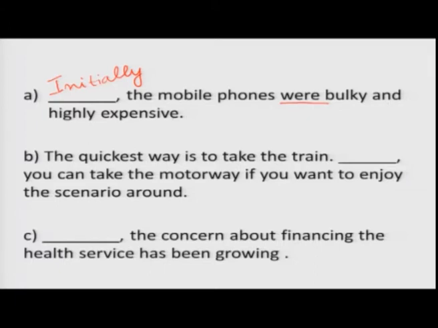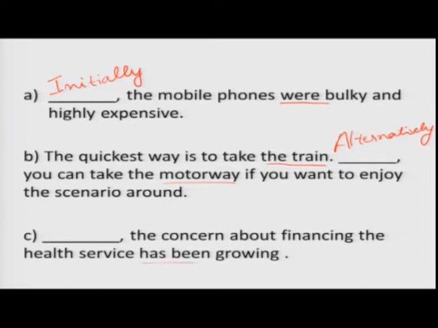Look at the second one, the quickest way is to take the train. Blank, you can take the motorway if you want to enjoy the scenery around. Look at the context, there is a clue there. You are talking about train and motorway. So there are two options to get to some place. So you can use the adverb alternatively. So, the quickest way is to take the train, alternatively you can take the motorway if you want to enjoy the scenery around.